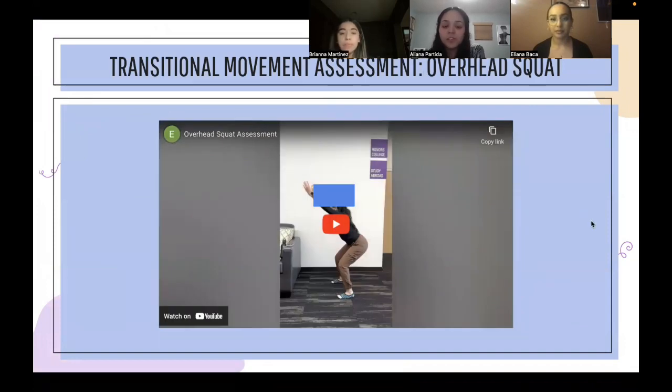So for transitional movement assessment, the overhead squat, in particular, is a great way to assess any human movement system impairment as the movement is occurring without a change in one's base of support. And with this specific assessment, it's reliable and valid in being able to measure any lower extremity movement patterns when the proper standards and protocols are in place.